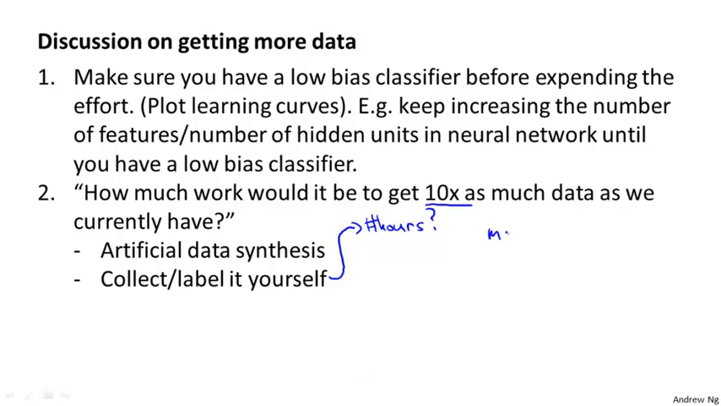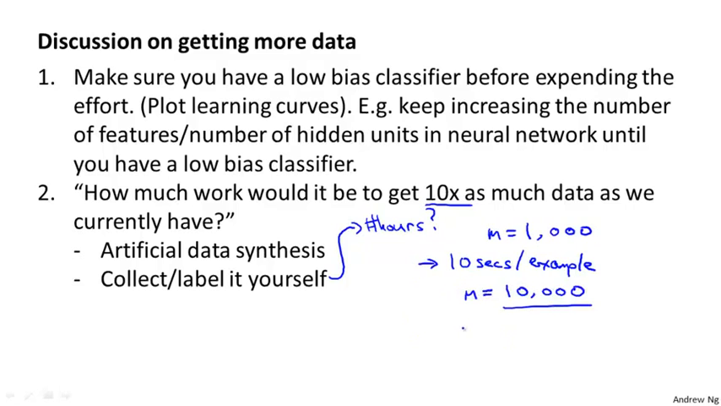So for example, let's say that for a machine learning application, currently we have 1,000 examples, so m equals 1,000. Then what we'll do is sit down and ask, well, how long does it take me really to collect and label one example? And sometimes maybe it'll take you 10 seconds to label one new example. And so if I want 10x as many examples, I do a calculation. If it takes me 10 seconds to get one training example, if I want to get 10 times as much data, then I need 10,000 examples. So I do the calculation.